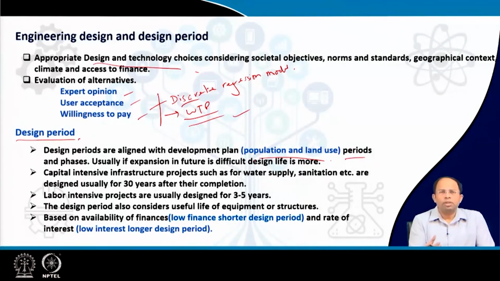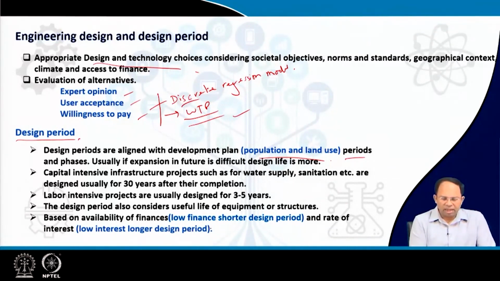Suppose I know that in future it would be difficult to change the infrastructure of that facility, then it should be designed for a longer period. Capital intensive infrastructure projects such as water supply and sanitation are designed for 30 years, more or less. Labor intensive projects are usually designed for 3 to 5 years, because as we have discussed, we can change that after certain time periods. The design period also considers the useful life of equipment and structures. For example, certain kinds of equipment like vehicles have a certain life. Waste collection vehicles have a life of around 10 years for commercial vehicles, or maybe 15 years in some places. So that also has to be considered.